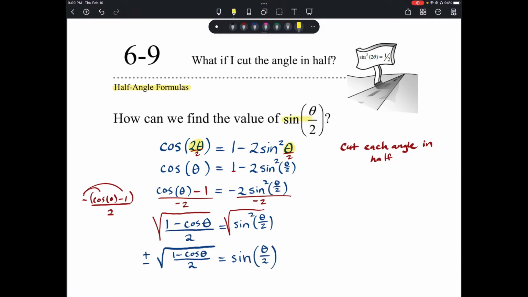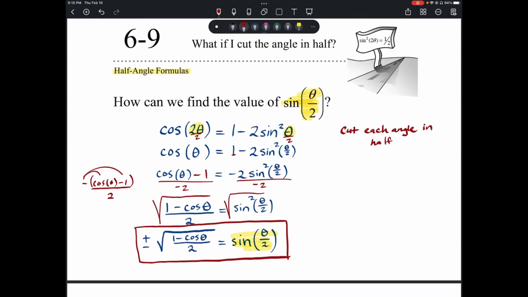Hopefully you're noticing that's what we were trying to get to. That's what we have here. So what you found here is our formula for the sine of half of an angle. Notice it's plus or minus, and that's going to vary as you go through different problems, and we'll talk about that as we go through.